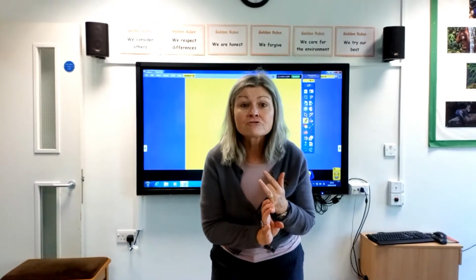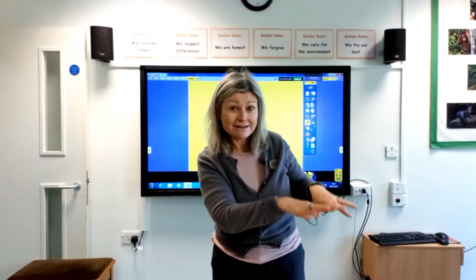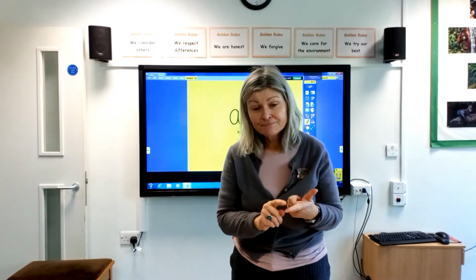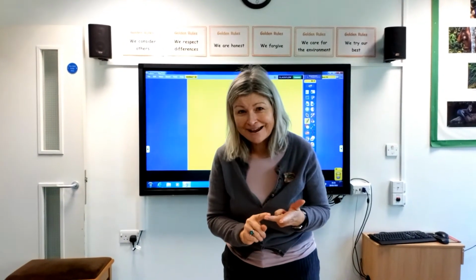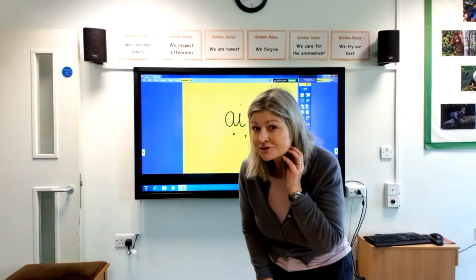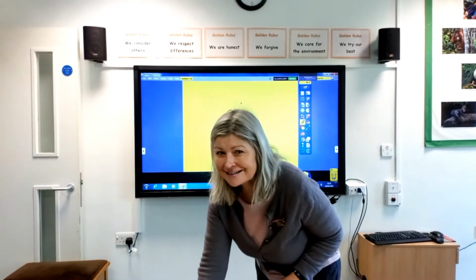Okay, so the first word that I want you to sound out using your fingers is, very easy one, rain. I can see the rain falling on the ground, rain. So sound it out with your fingers. Okay, let's see. Show me how many sounds you can hear in rain.